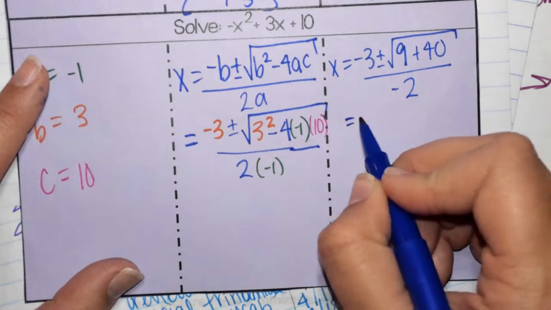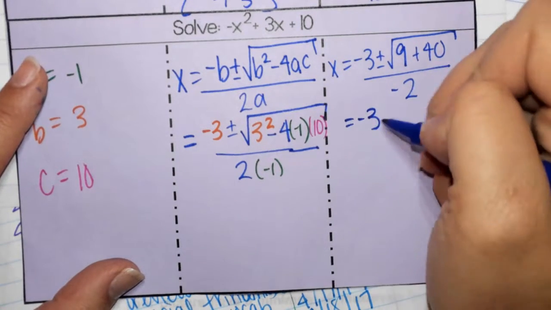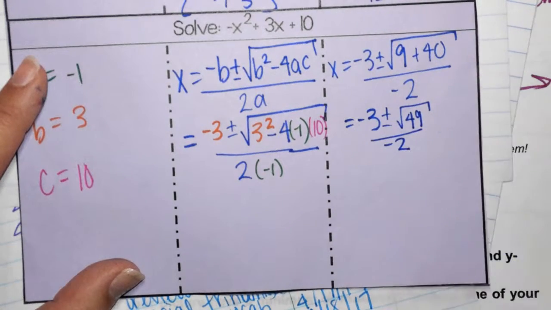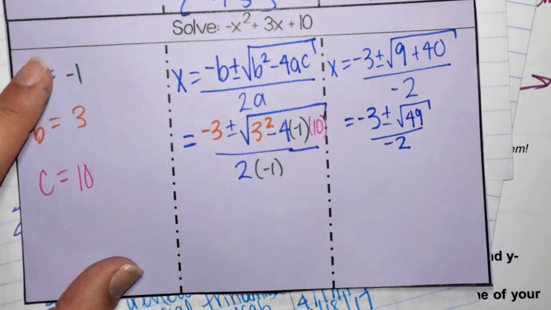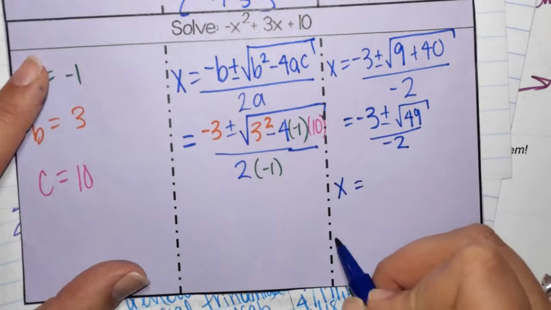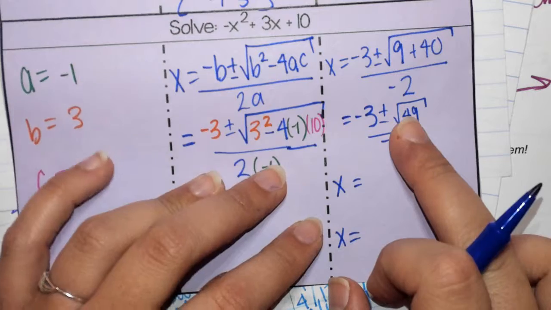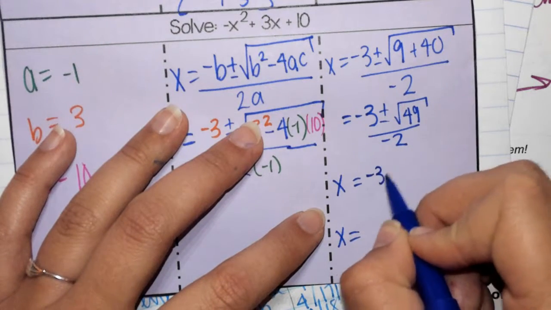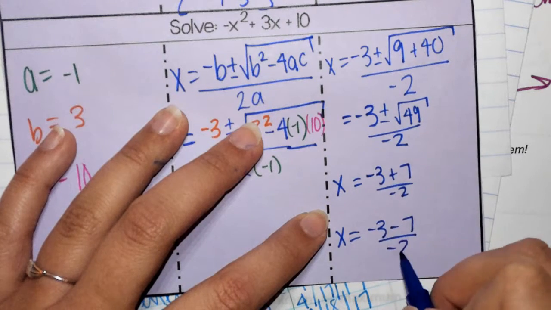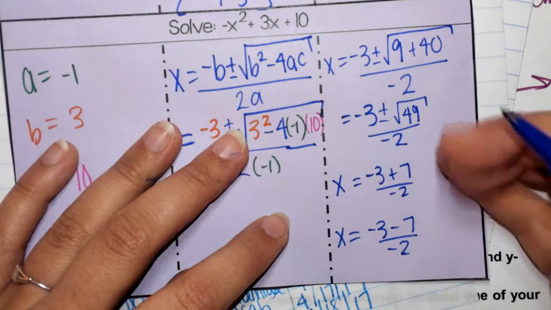All right. So then we have -3. What's 9 plus 40? 49. Now remember, we're going to have two answers. One where we add, one where we subtract. So we're going to say x equals. What is the square root of 49? So we have -3 plus 7 divided by -2, and -3 minus 7 divided by -2. Does everybody see where I got that from?